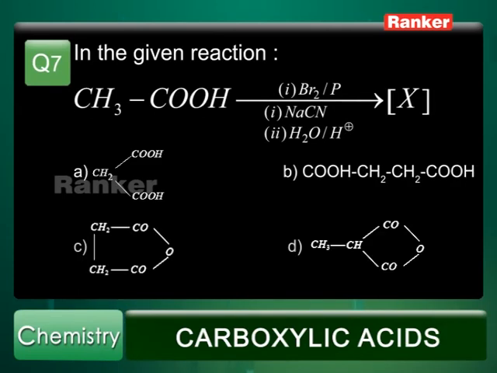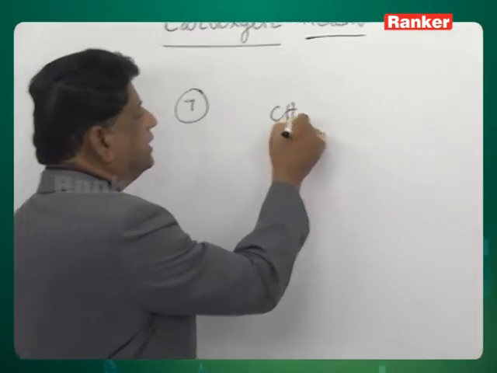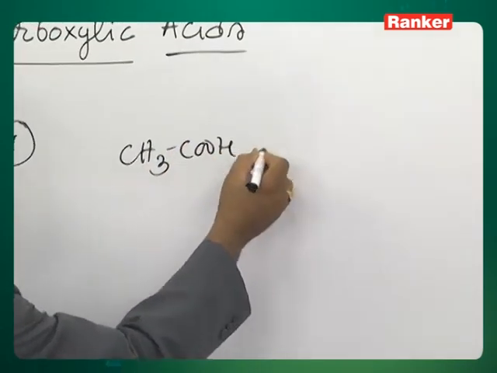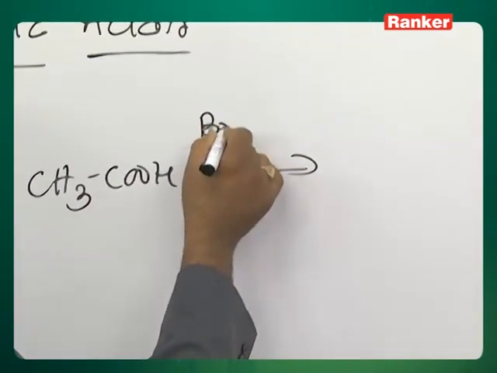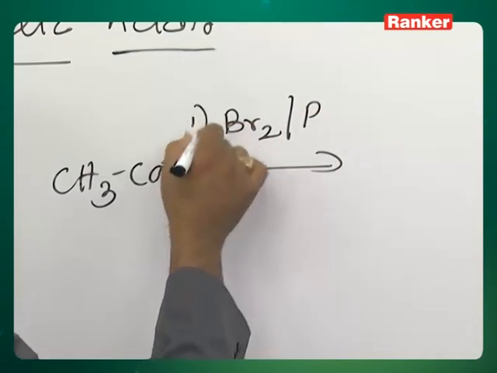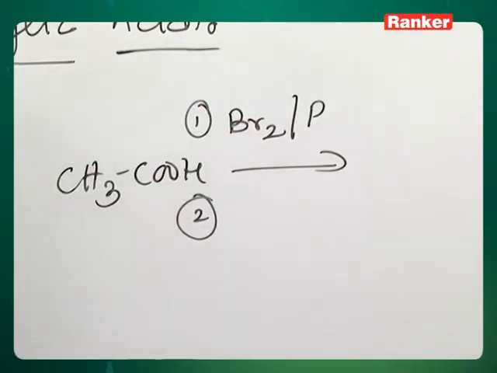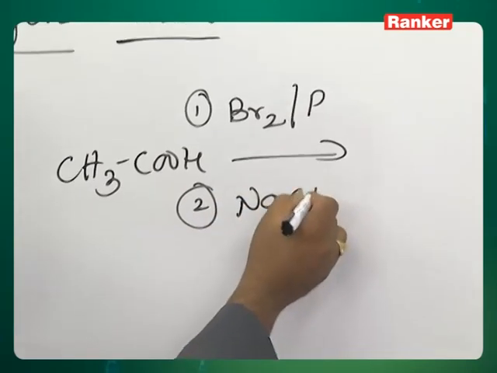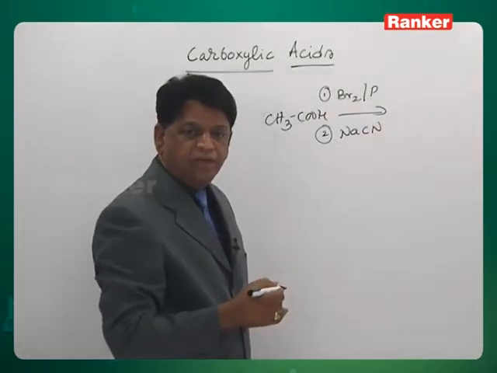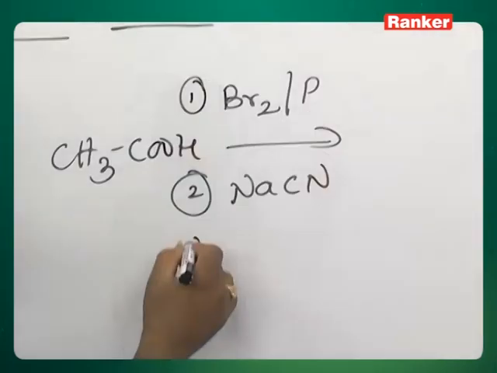The question is, in the given reaction, acetic acid is first treated with bromine and phosphorus, followed by treatment with sodium cyanide, and then finally hydrolysis in acidic medium.